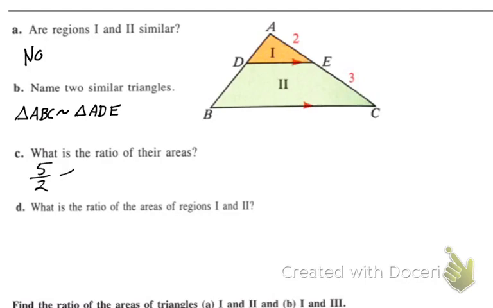So 5 over 2 is my scale factor. My ratio of areas is going to be 5 squared, gentlemen, which equals 25 over 4. That is the ratio of areas.